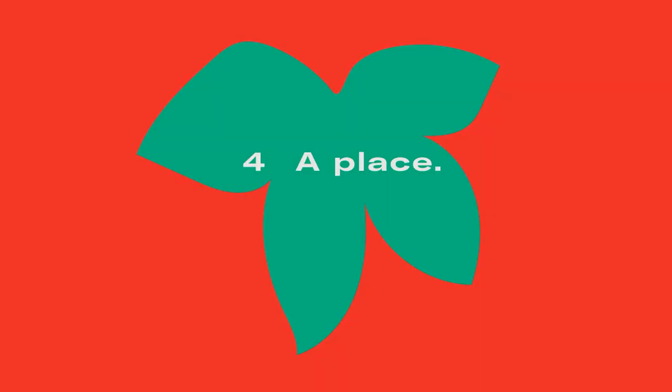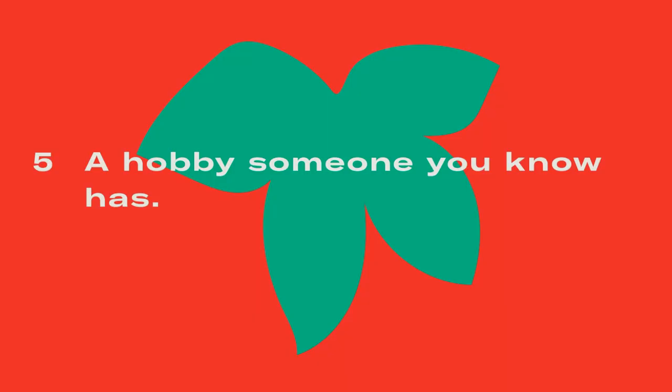The fourth thing is a place. It could be any place you want to choose. A school bus, a cafeteria, an apartment building, the beach. And the fifth thing is a hobby that someone you know likes to do. I know someone who likes to cook and bake. I know someone who likes to rock climb. I know someone who likes to sing. Pick any hobby that somebody you know likes to do.